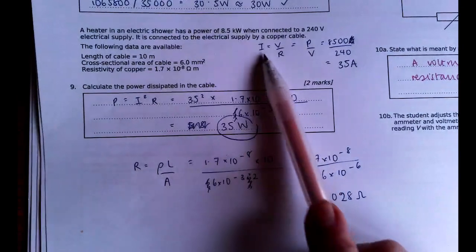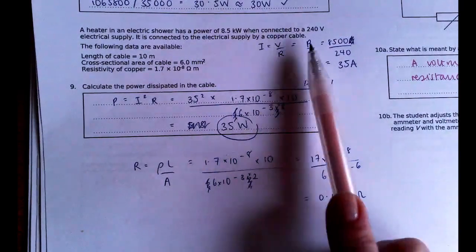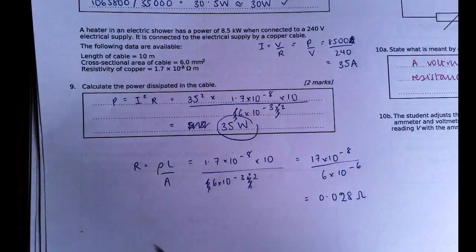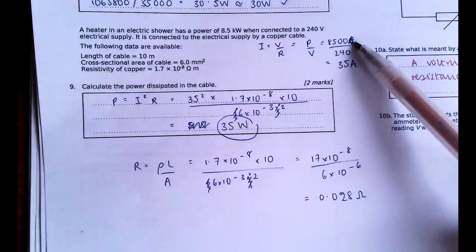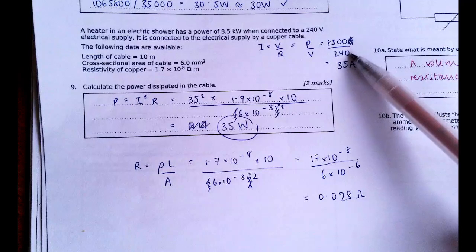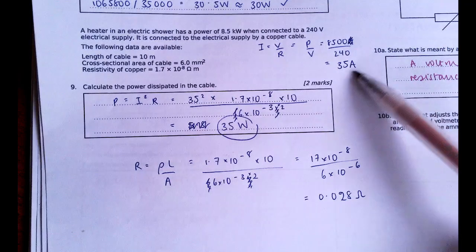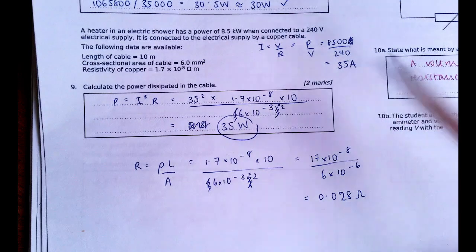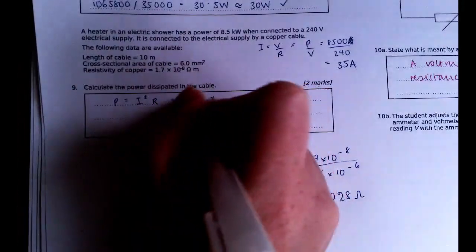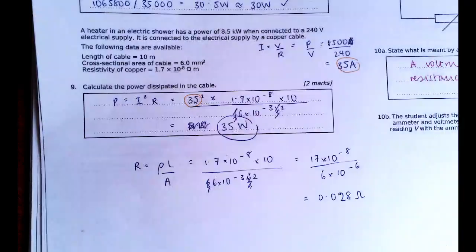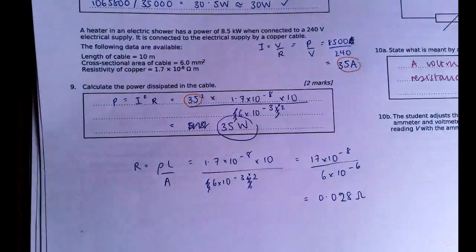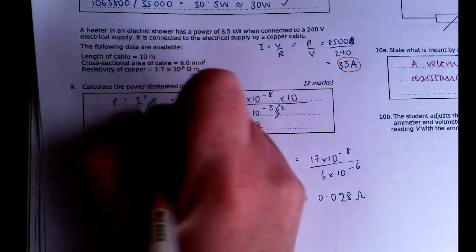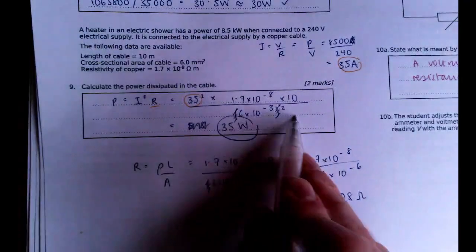I know that I is equal to V divided by R, but it's also equal to P divided by V, and those are the values that I've got. So power was 8.5 kilowatts, voltage was 240. So the current must have been 35 amps. So that's where I get my 35 from. And then I need to find my resistance. So that's the rest of this stuff here.